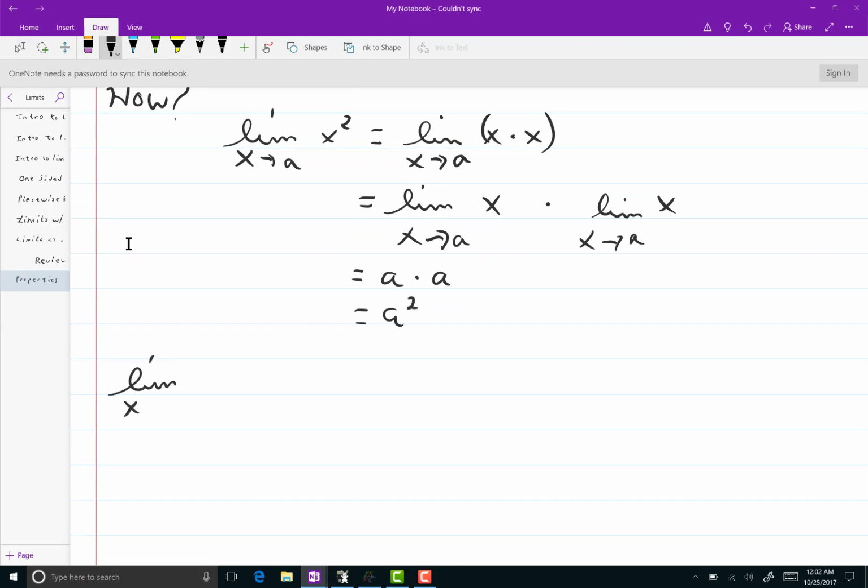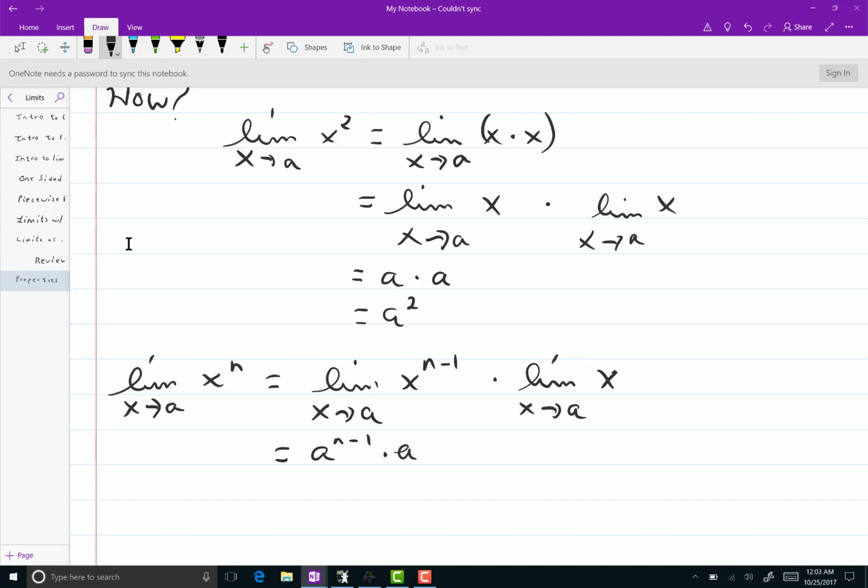Now then, I can extend this. You may remember something called inductive reasoning. Well, that's what I'm using here. If I'm looking at the limit as x goes to a of x to the n, I can think of that as the limit as x goes to a of x to the n minus 1 times the limit as x goes to a of x.